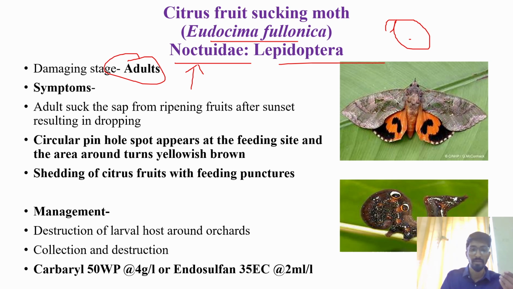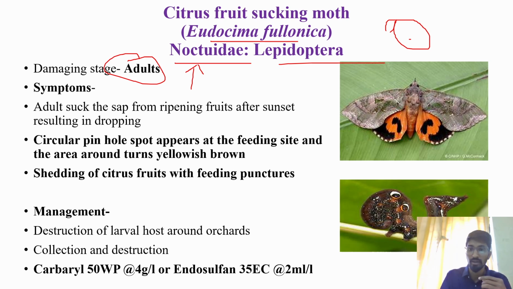Coming to the chemical management, carbaryl 50 WP at 4 grams per liter or endosulfan 35 EC at 2 ml per liter is the chemical management. You can manage this citrus fruit sucking moth.